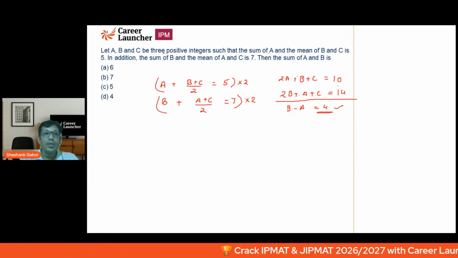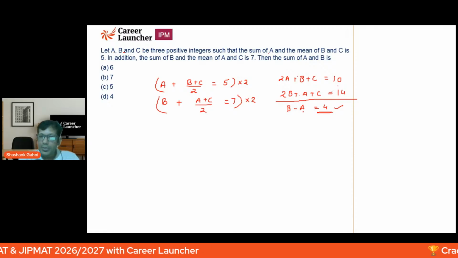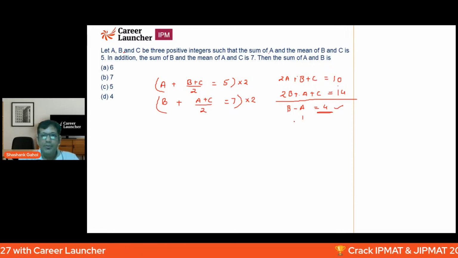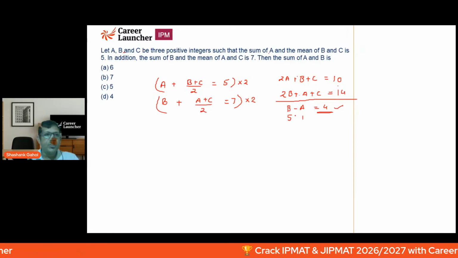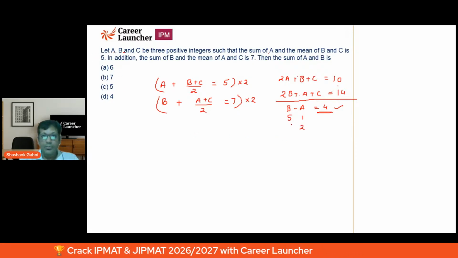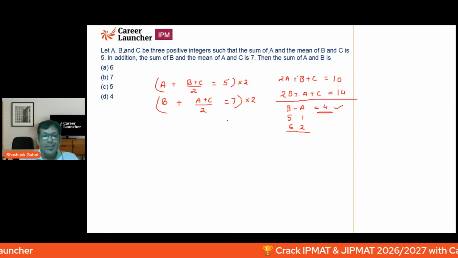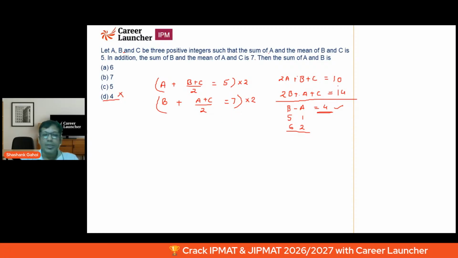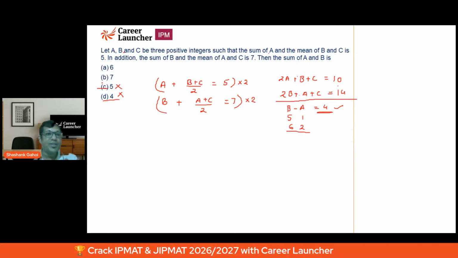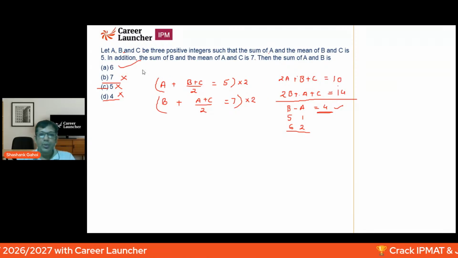Now A, B, and C are three positive integers. So basically, A can't be 0, so A can be 1, B can be 5. So minimum possible sum can be 6. A can be 2, B can be 6. So sum comes out to be 8. So basically, can we have 4 as sum? No. Can we have 5 as sum? No. Can we have 7 as sum? No. So what is the possible answer? That's going to be option A, that is 6.